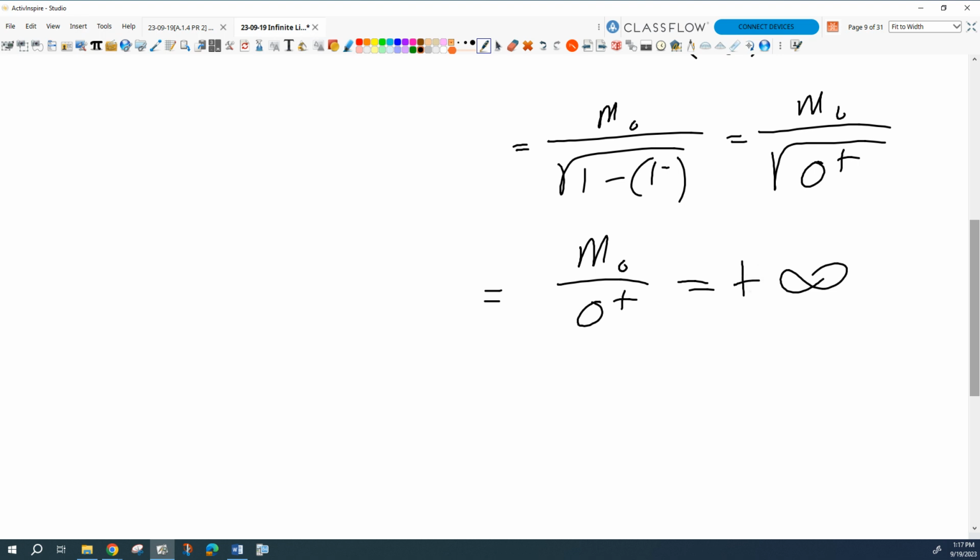Can't work. That's why any object that has mass could never go the speed of light, because its mass would become infinite, right? And you can't push something with infinite mass. That would require infinite energy, which the universe cannot provide.